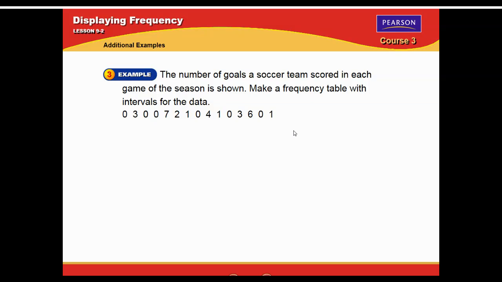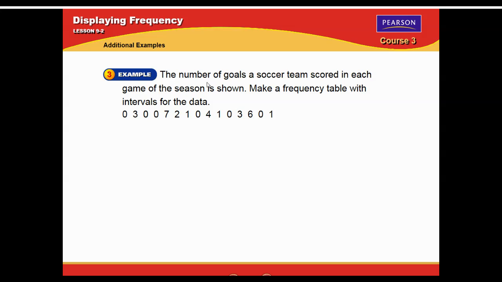All right, we're continuing on now. Now we're going to talk about frequency tables and histograms. So a frequency table is where you break the data up into different intervals, and then you count how many data items fall into each interval.